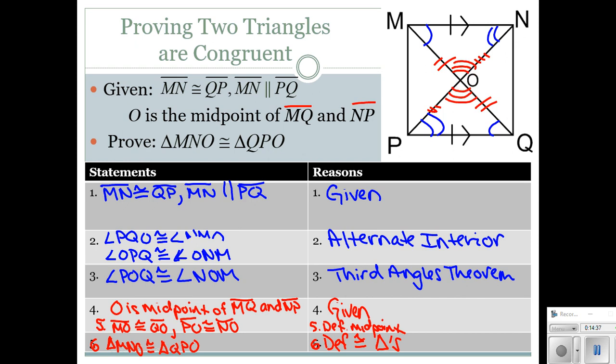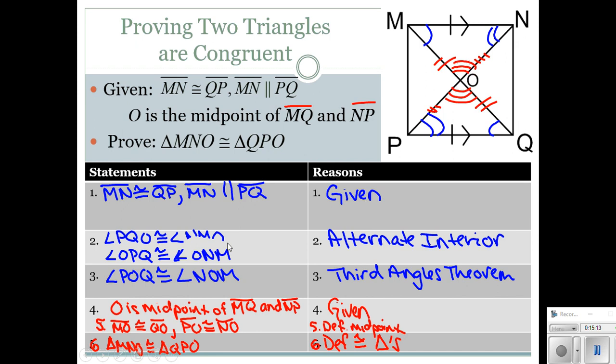So when you're doing this, you need to look at these markings, okay? Tick marks, arrows, okay? And then O is the midpoint of MQ and NP, okay? That is given to you. So let's write that down. We're going to just write this given first, and I'm going to explain why. We're going to write this given later on number 4, okay? So we're going to write this first, okay? We're going to write MN is congruent to QP, MN is parallel to PQ, and then write given.